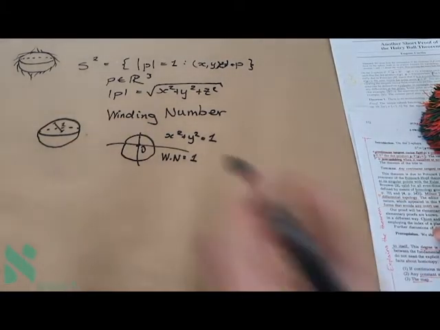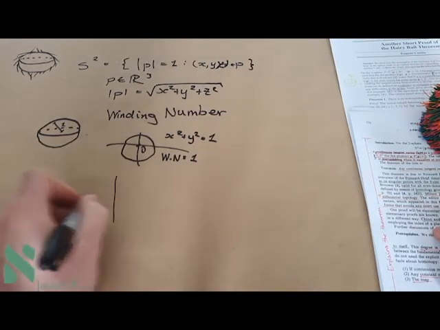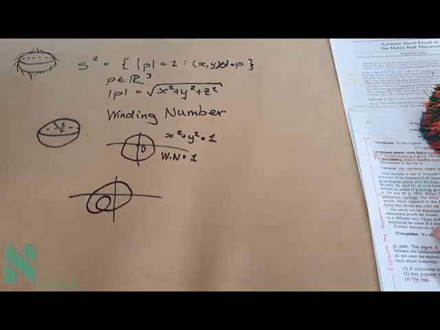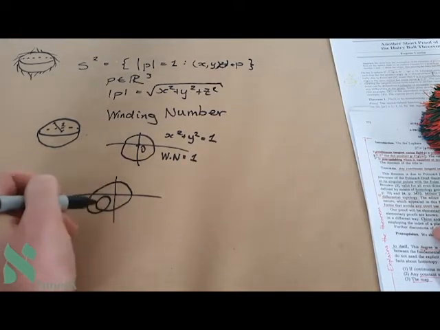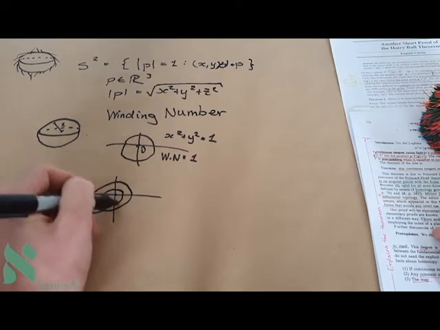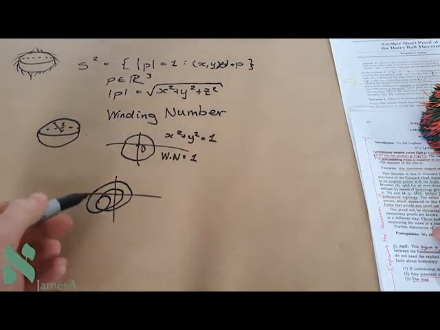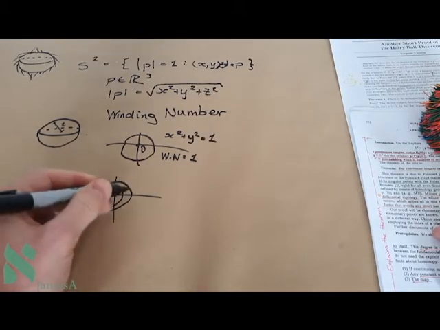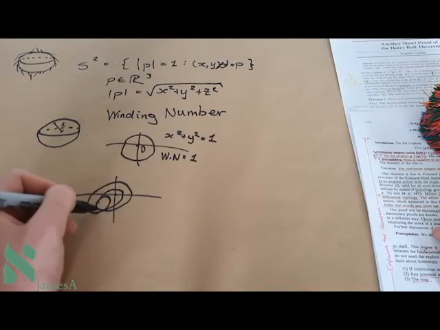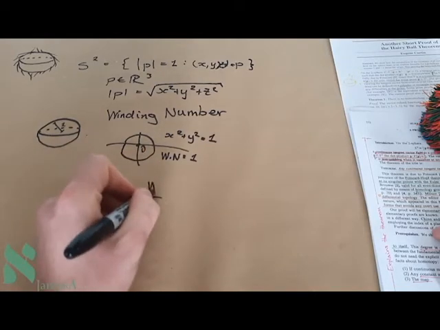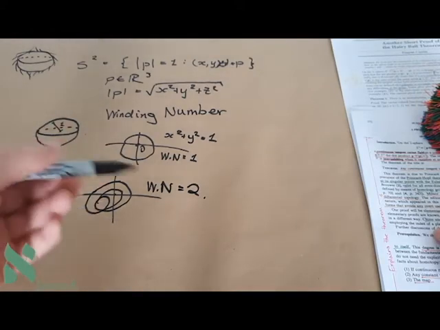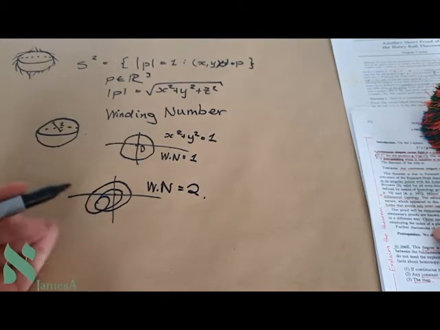If, however, we took a different graph, something like this, put it a bit more like this to make it a bit more obvious, then it would go around the origin once, twice. So that would have a winding number of 2. And then you can carry on adding different cycles, until you have whatever winding number you want.